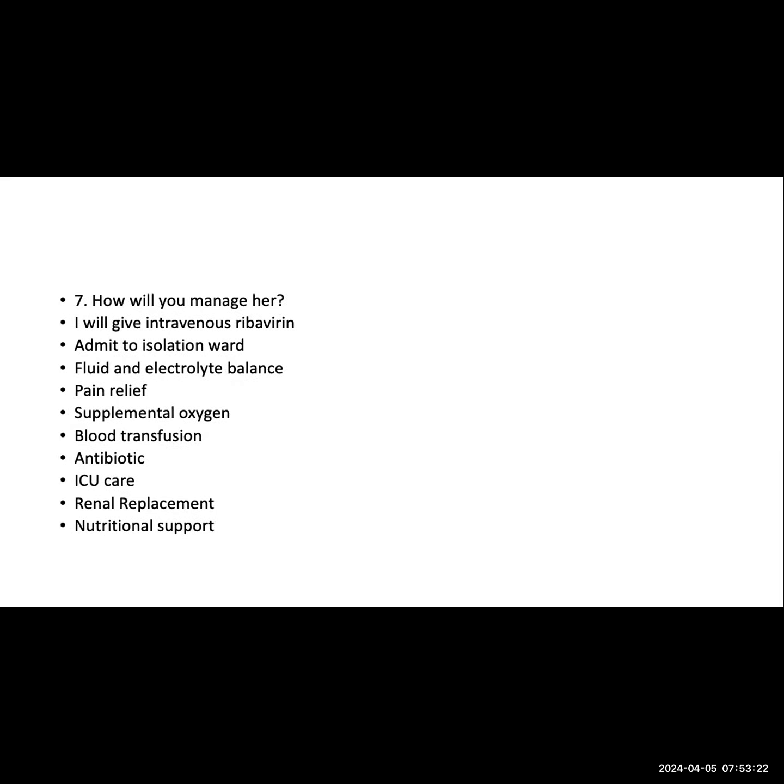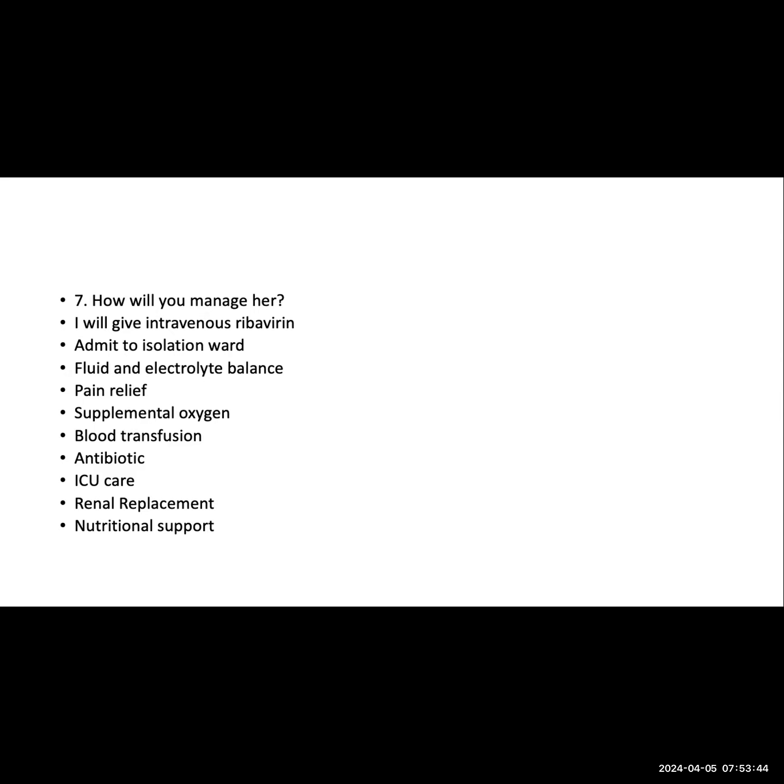How will I manage? I would like to give intravenous ribavirin. It's said to be more effective when given earlier in the course of the disease. There are 3 different regimens which can be given. I would like to admit the patient to an isolation ward, and then supportive care, which would include fluid and electrolyte balance, as well as maintenance of the patient's blood pressure.